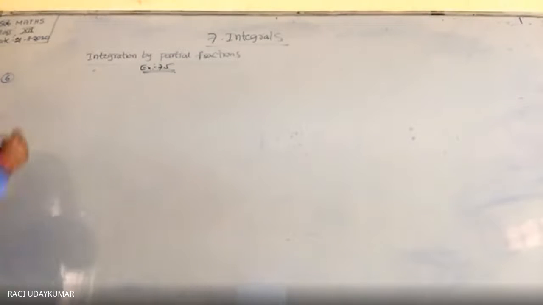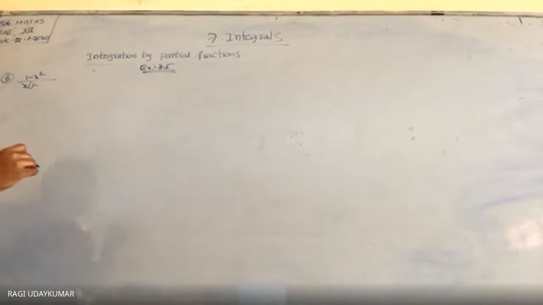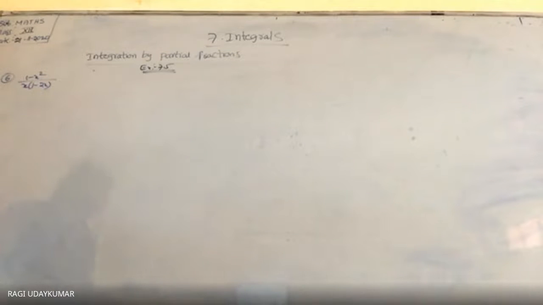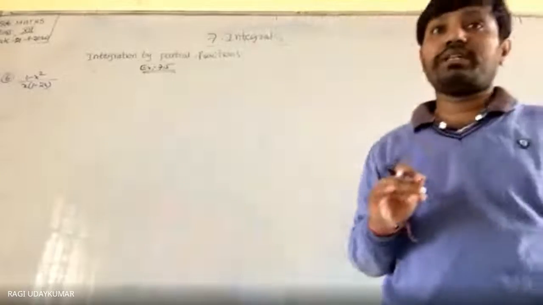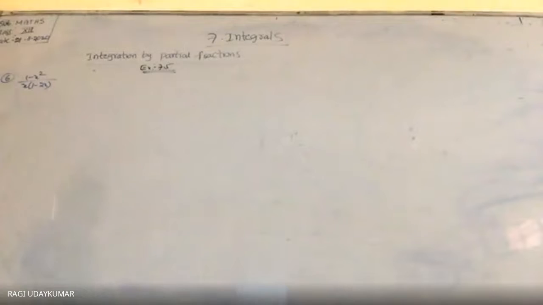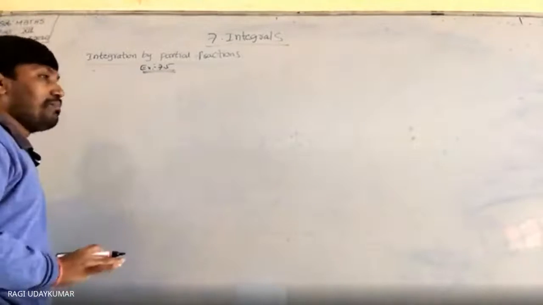So the given question is 1 minus x square by x into 1 minus 2x. And if you see this is a function which is given to you. Improper function, improper rational function. So improper rational function is nothing but numerator degree is 2, denominator degree is 2, equal degree. If greater than or equal to if you are having, it is called improper.